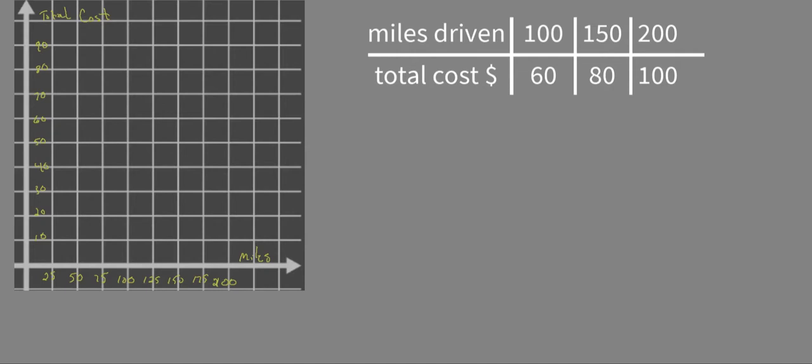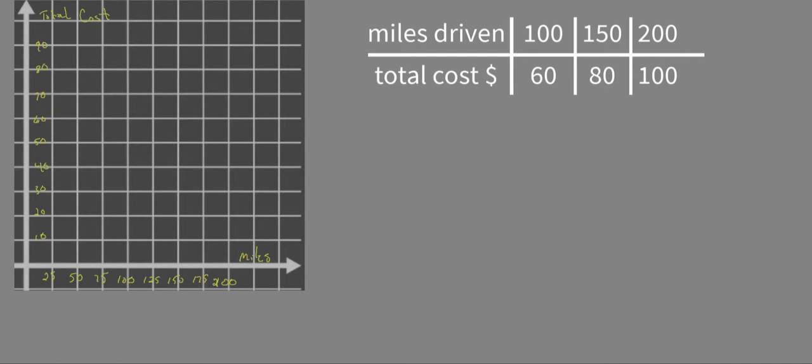As far as choosing a scale is concerned, depending on how big your graph is, just make sure that the increments make sense and that you can encompass the lowest value all the way up to the highest value. So for miles driven, we're going from 100 to 200. So I used a scale of 25 to make sure that we could include 100 all the way up to 200, spread out as much as possible on the given scale.